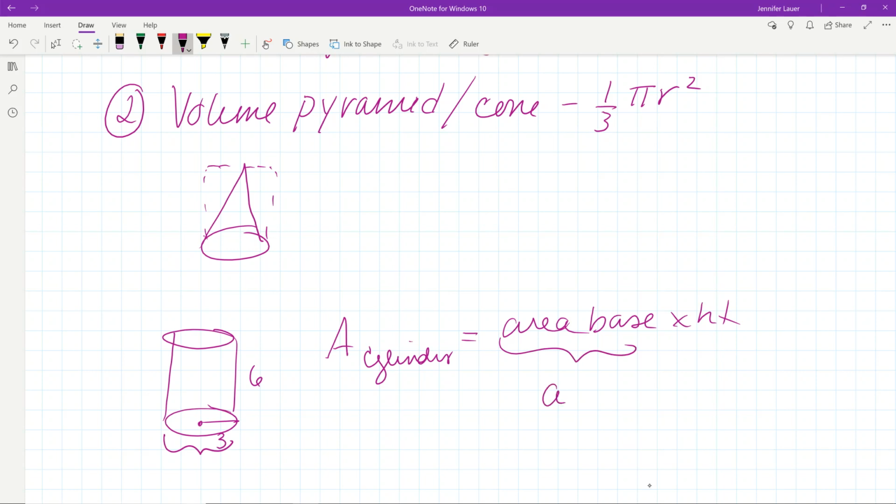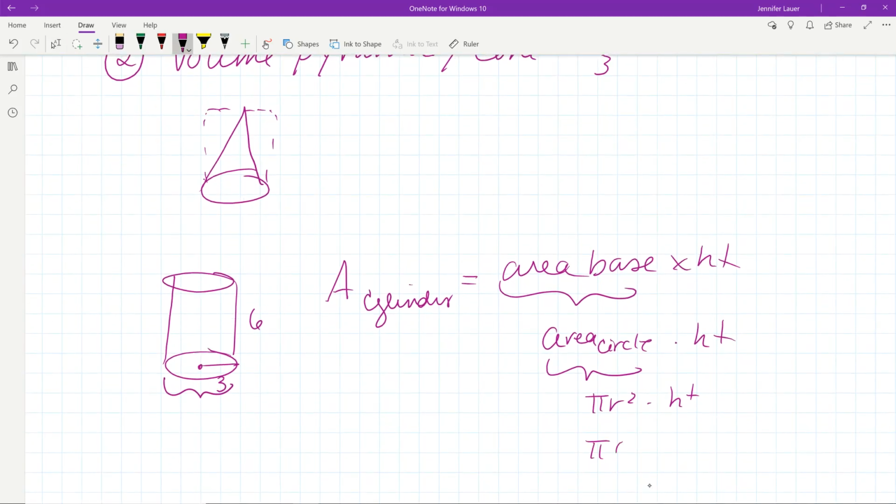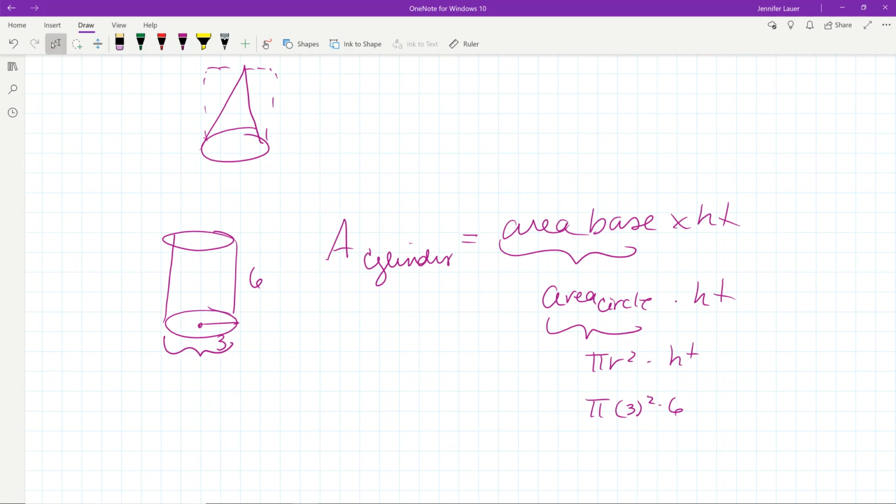So this takes me down to the area of a circle. And if you've already watched my area videos, you should know the area of a circle. So the area of a circle is pi r squared times your height. And then we just plug in our numbers. 3 squared times 6, that's 9 times 6, is 54 pi. And of course you can leave it like this, or you can go ahead and multiply it out. Excuse me, this is supposed to be volume, not area.